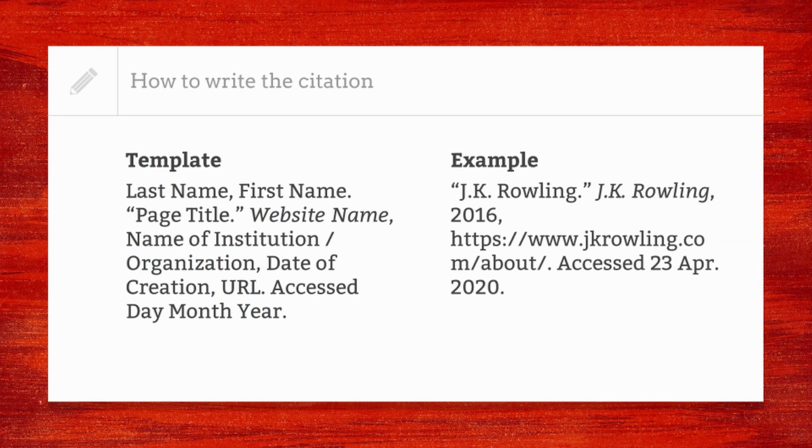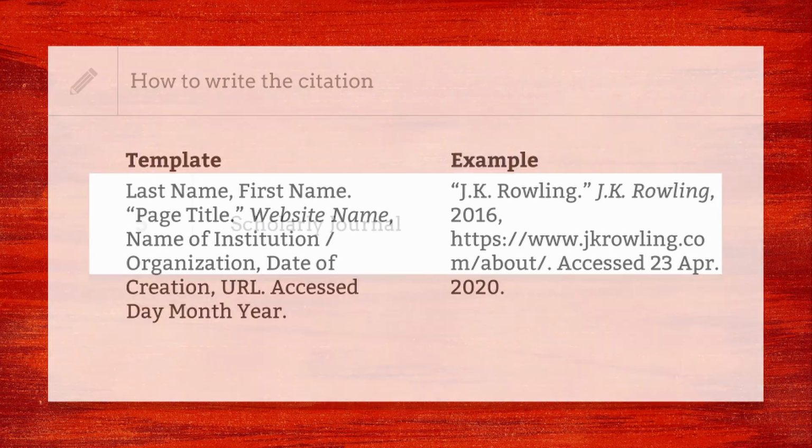Here's an example from J.K. Rowling's website. J.K. Rowling's About page is titled J.K. Rowling at the top. So therefore, we have J.K. Rowling in quotation marks, followed by J.K. Rowling in italics because it is the website name. Because it's also the name of the institution or organization posting the website, we did not include it a third time in the citation. Then we include the date of creation or copyright, which is 2016, followed by the URL for the page and the access date.